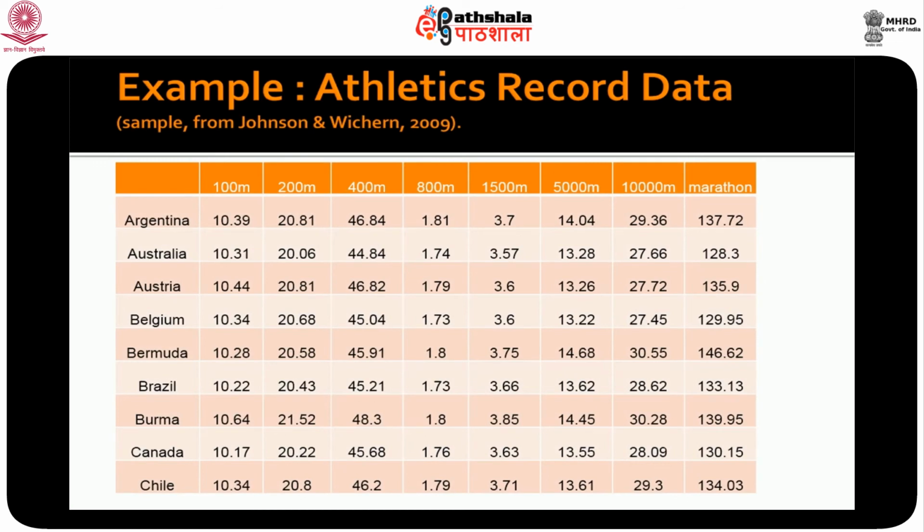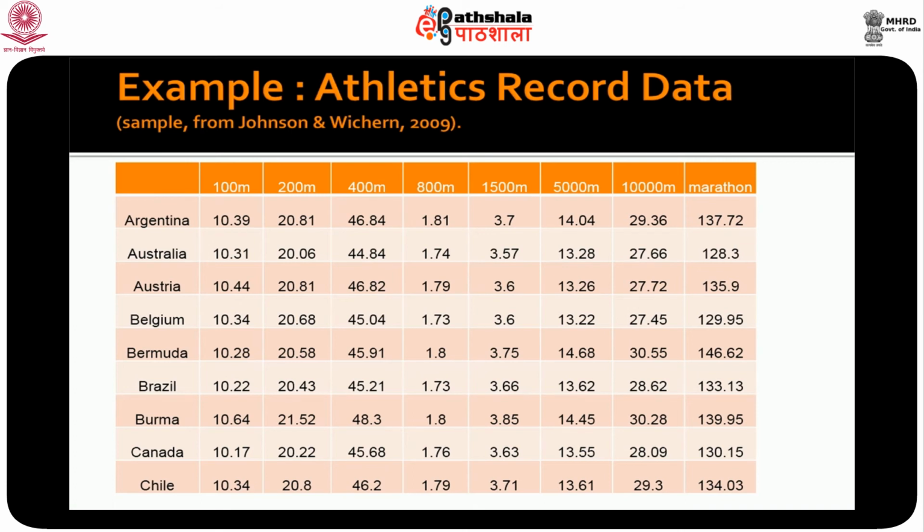Consider the data on different types of track events. We take 8 different track events: the 100 meters, 200 meters, 400 meters, 800 meters, and then the longer ones, 1500 meters, 5000 meters, 10,000 meters and the marathon. And we have the records for the different countries over a number of years. So we have a large number of countries that we have included here, and these are the track records.